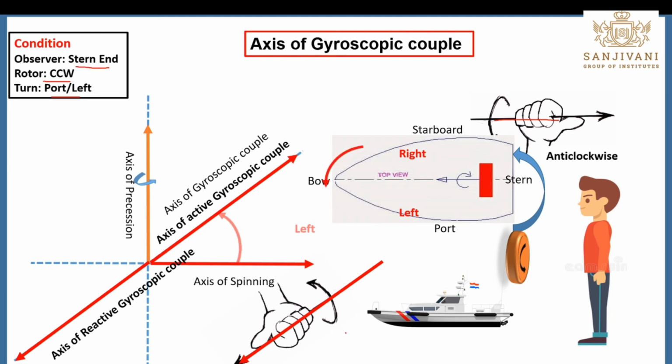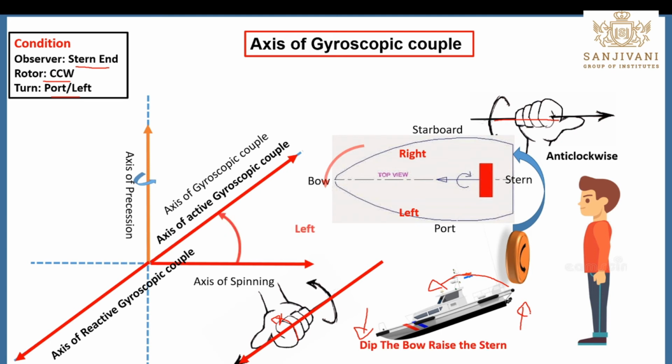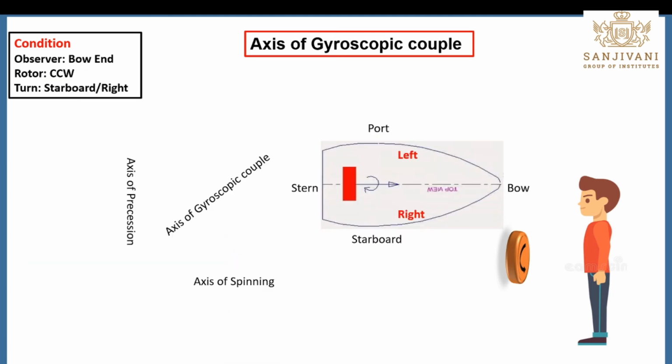Now the gyroscopic effect when the rotor rotates in the counterclockwise direction and the ship is taking the turn towards the port side. If we concentrate on the direction of this finger, that finger shows the anti-clockwise direction. That means if you allow the ship to rotate in the anti-clockwise direction, its bow will move in the downward direction, the tail will move in the upward direction. That means this is your gyroscopic effect, which is dip the bow, raise the stern.